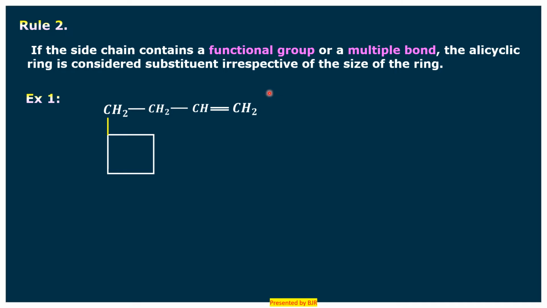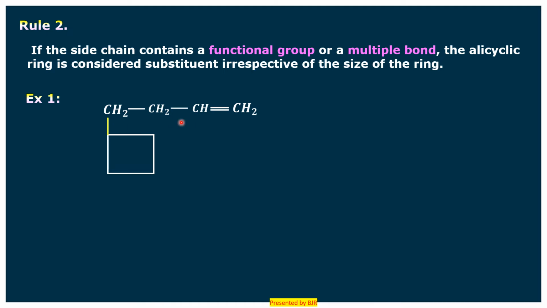This is an organic compound containing a side chain and a ring. The number of carbon atoms in the ring is 4 and the number of carbon atoms in the side chain is also 4. The side chain contains a multiple bond, a double bond is there. At that time, irrespective of the number of carbon atoms, the ring should be considered as the substituent only.